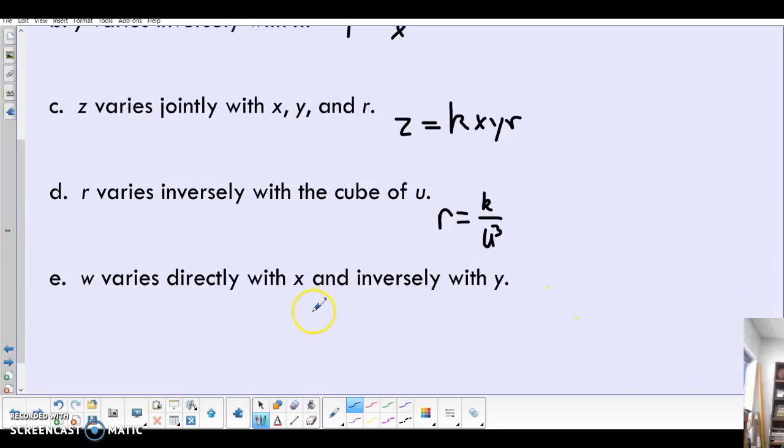Okay. And last one, W varies directly with X, so KX, and inversely with Y. KX over Y is all we need. So just some different options you have. Again, keyword: varies directly or inversely or jointly. That's how those things all match up with each other.